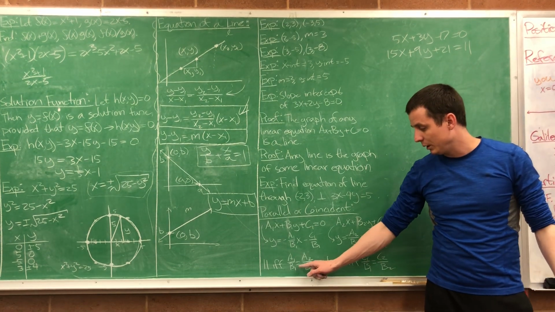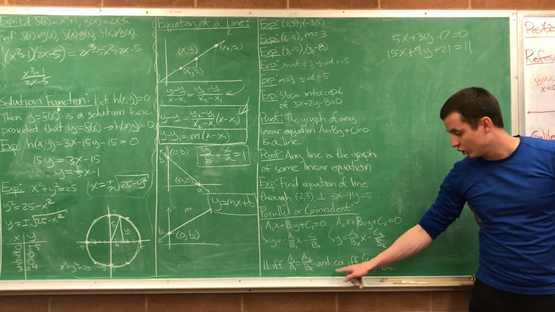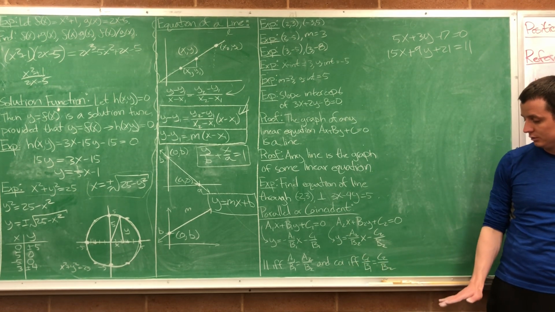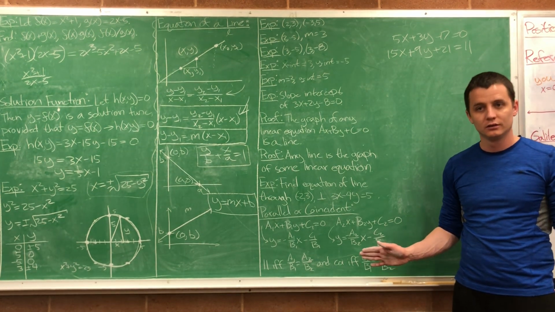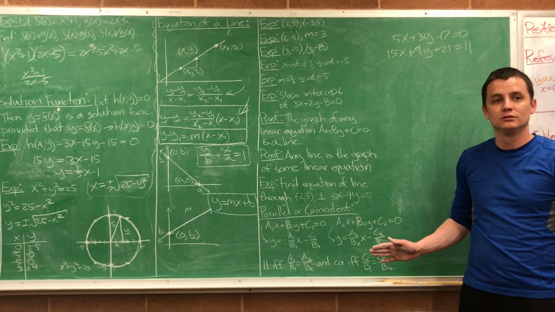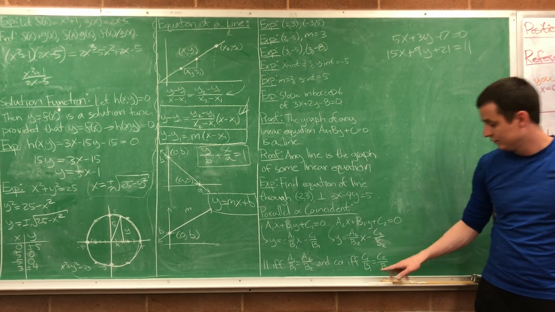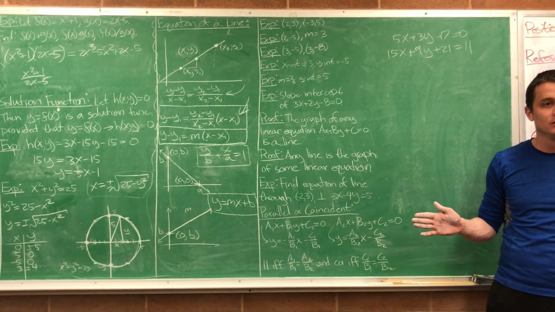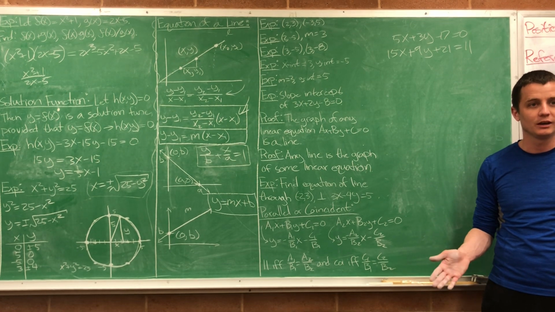So if a1 over b1 is equal to a2 over b2, the lines are parallel. And if on top of that, c1 over b1 is equal to c2 over b2, then the lines are identical, or in other words, the two lines coincide. Assuming they're parallel, and they have the same y-intercept, then they're the same line. They coincide with each other.